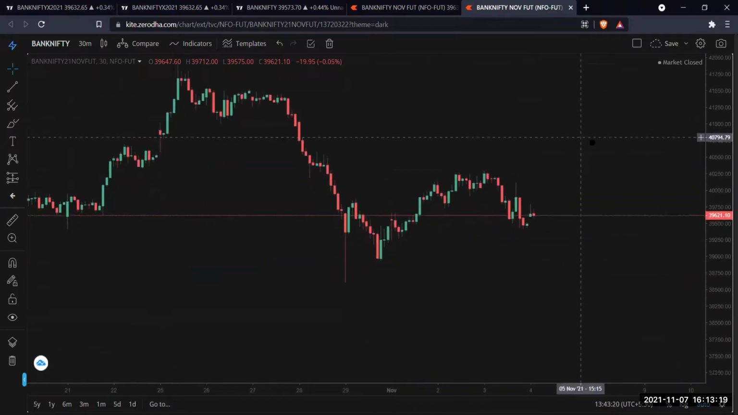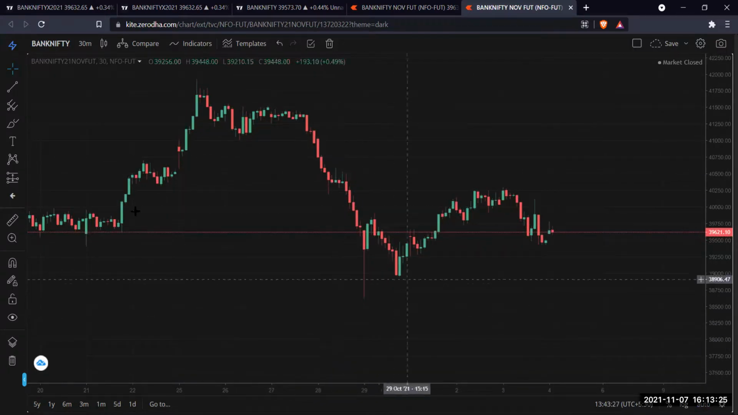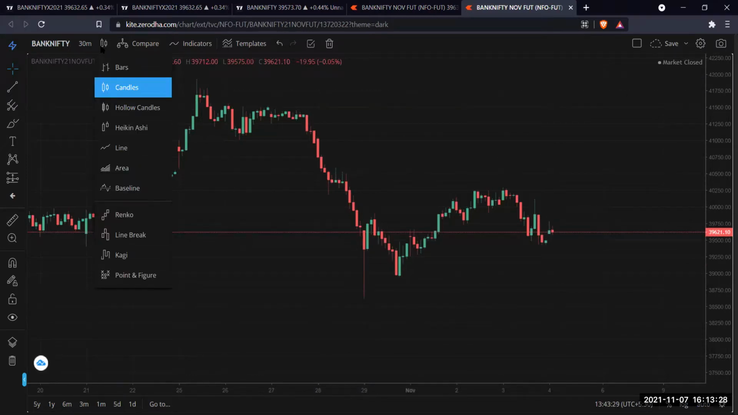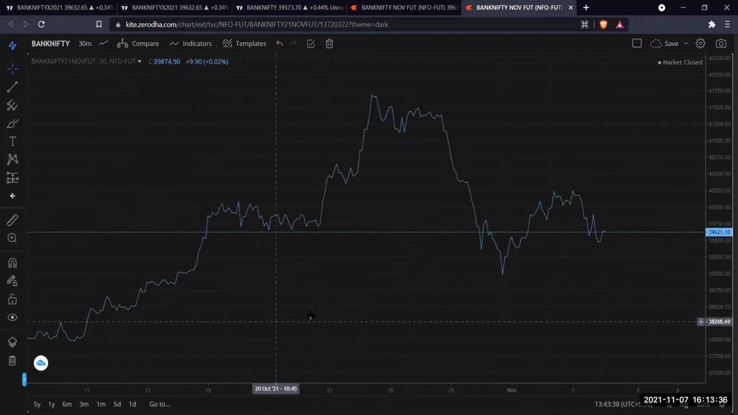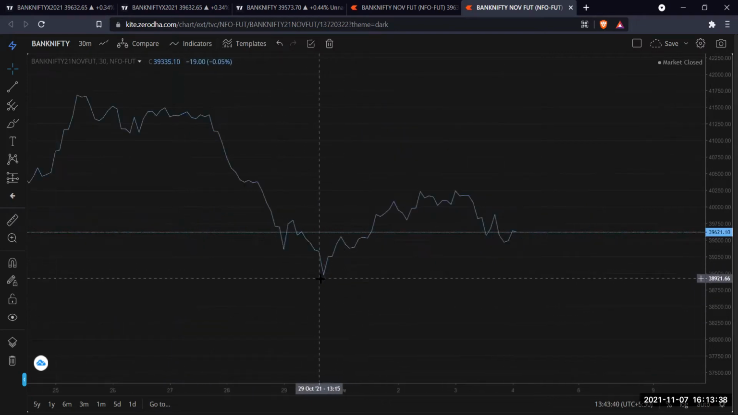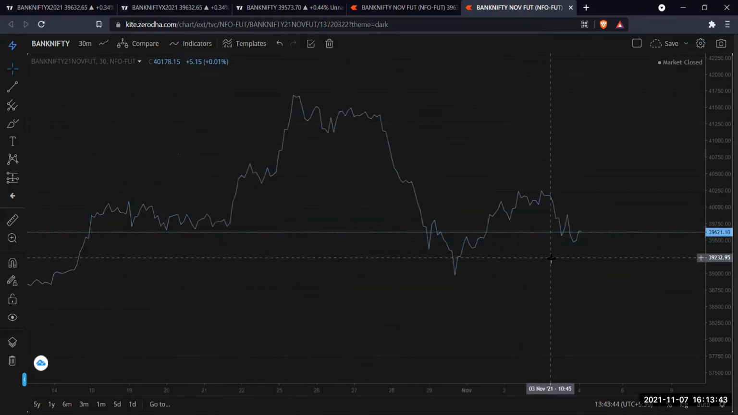When there are candles, you should not mark your levels. You should not mark on candles. You should go to candles here on the top and click on line. Now, when you click on line, wherever you see a sharp V or sharp down, that is where you will draw the line.